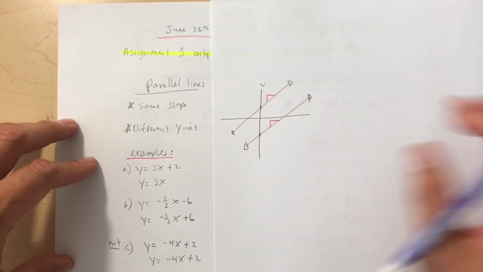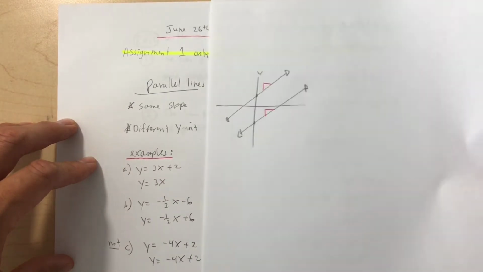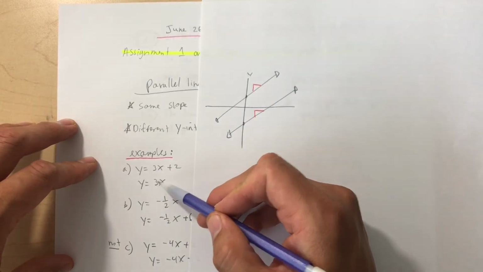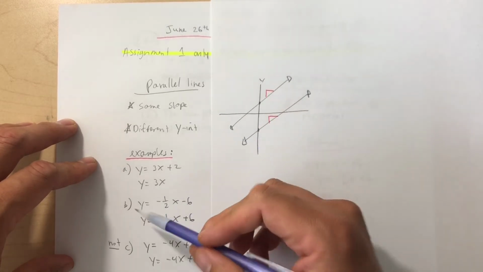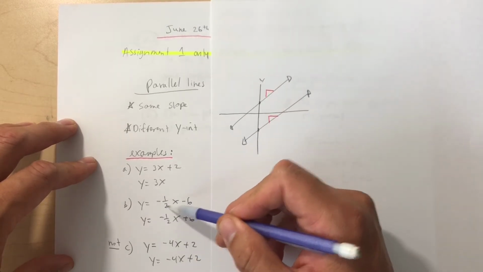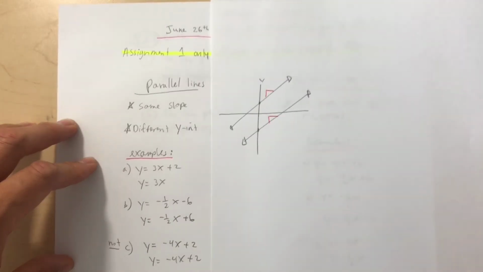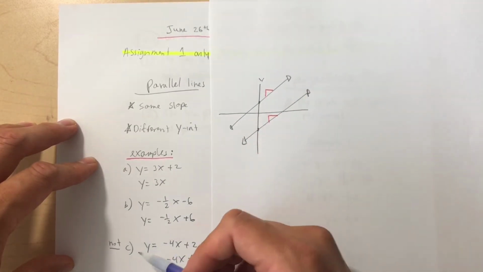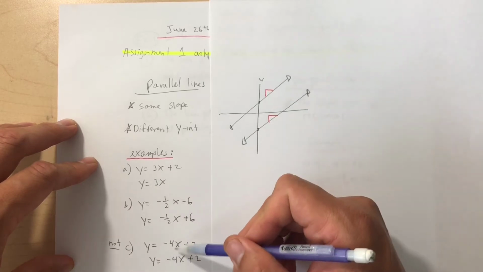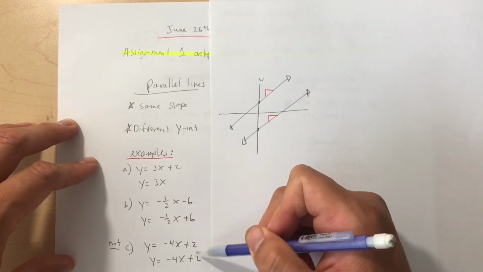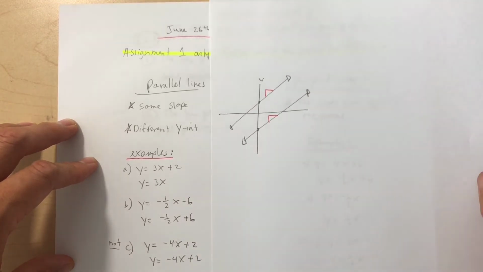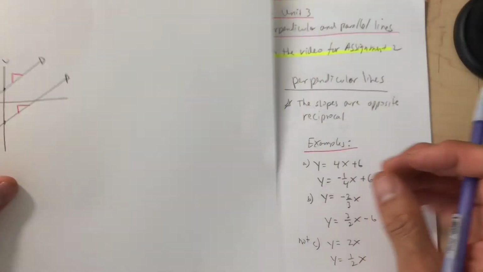Here are some samples of parallel lines. These two here, as you can see, the slope is the same and different y-intercept. Same thing for B, same slope, different y-intercept. I know they're the same number, but this is negative, that means they're not the same y-intercept, all right? For C, it's not parallel. Even though the slope is the same, if the y-intercept is the same, that is not parallel lines, all right? Okay, let's move on to perpendicular.